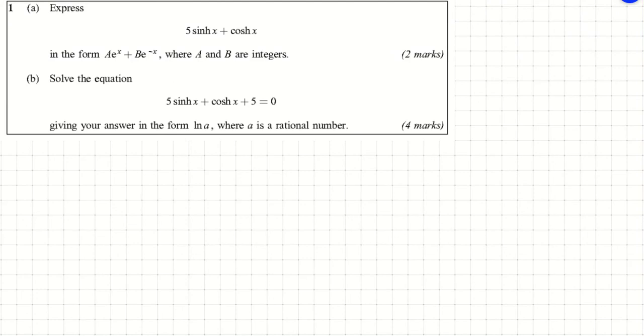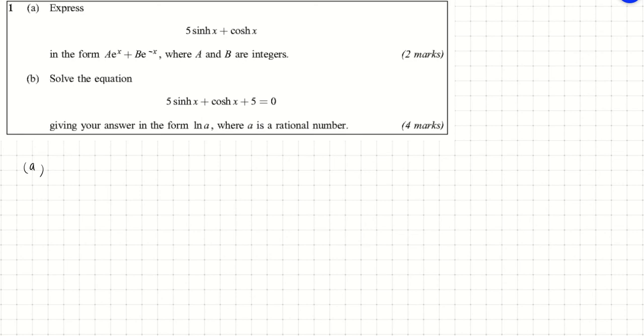In this video, we're going to look at a past paper question involving hyperbolic functions. We're going to look at manipulating hyperbolic functions and solving equations, including hyperbolic functions. So let's go, first of all, part A. We have to rewrite 5 sinh x plus cosh x in a sort of exponential form.